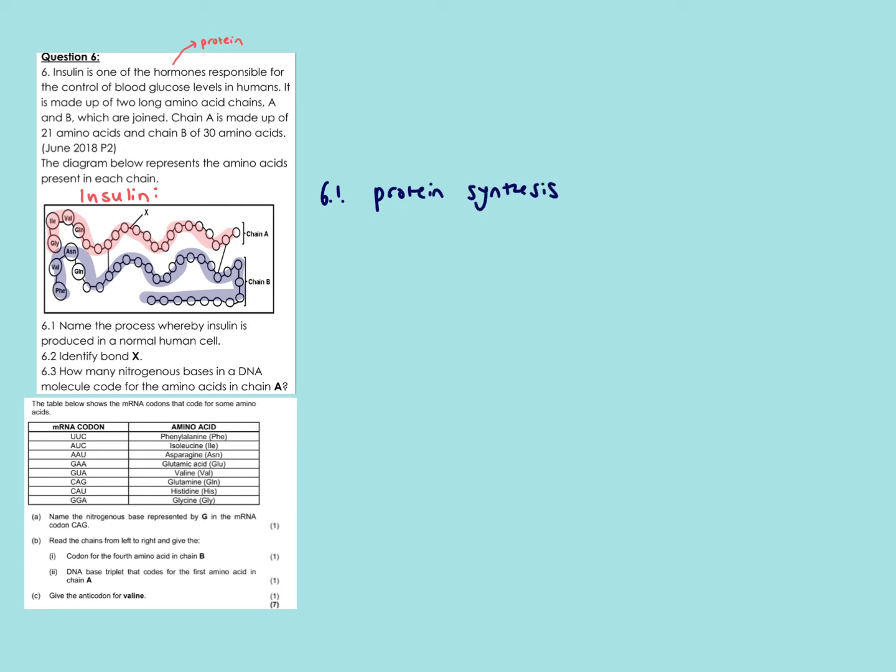6.2, identify bond X. Because this is a protein, that is a bond that is joining two amino acids. So that will be a peptide bond. We can just call it peptide. The tick will be on the word peptide. You don't have to say bond. It's redundant. How many nitrogenous bases in a DNA molecule code for the amino acids in chain A?